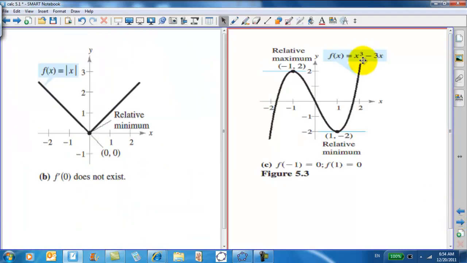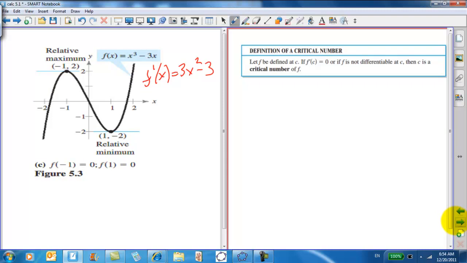And let's take a look at this x cubed minus 3x. Here's a good example of it's easy to do the derivative of this by hand. You get f prime of x equals 3x squared minus 3. And so you quickly see that when you put the negative 1 in, you get 3 minus 3, which is 0. And also when you put 1 in, you get 3 minus 3, which is 0. So the derivative at those 2 points is 0. And this other derivative is going to help us find these relative max and mins.